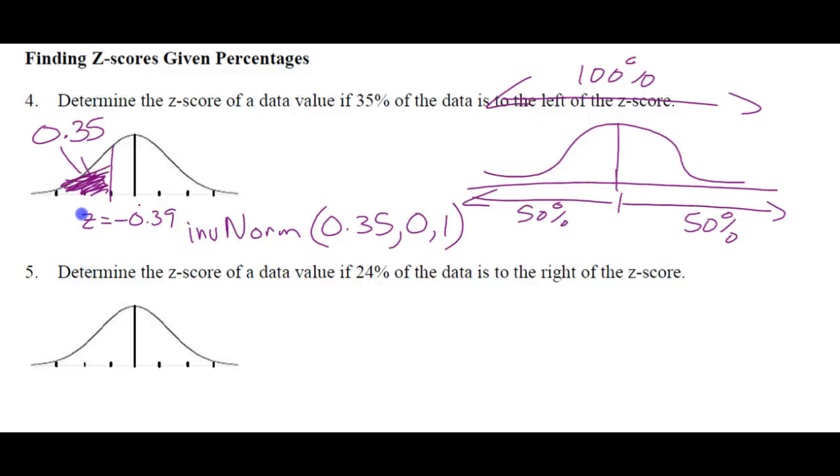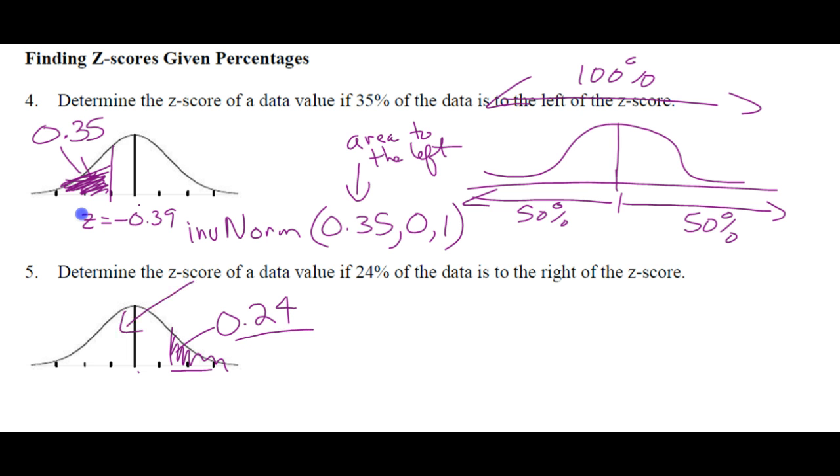Determine the z-score of the data value if 24% of the data is to the right. Okay, so we know that it's 50% from here over, so 24% to the right is going to be this, and we'll call that 0.24. Now, inverse norm, this number is the area to the left. So I don't want this 0.24, I need this area. It adds up to 100, so it's 1 minus 0.24.